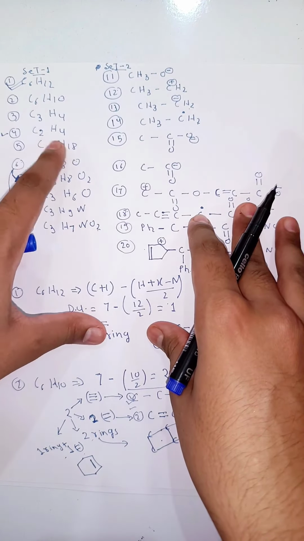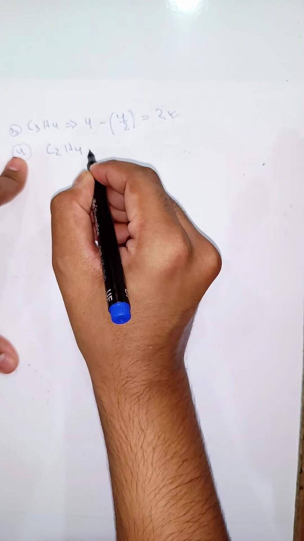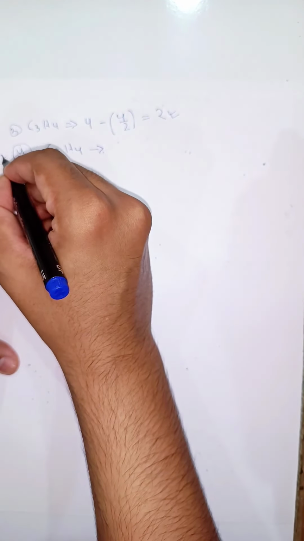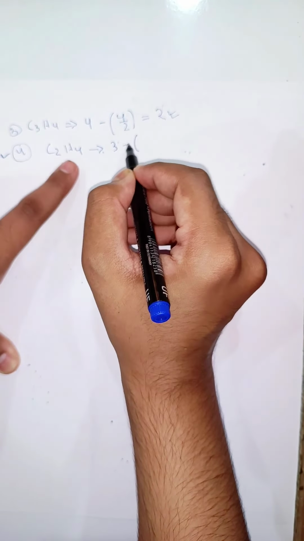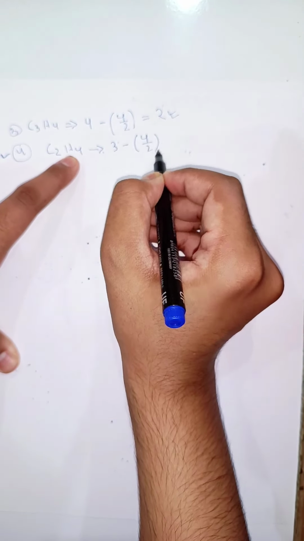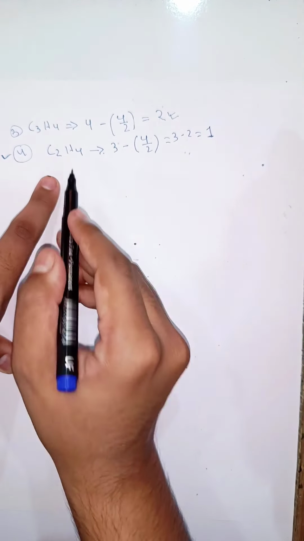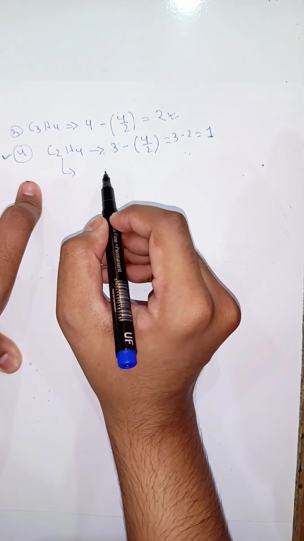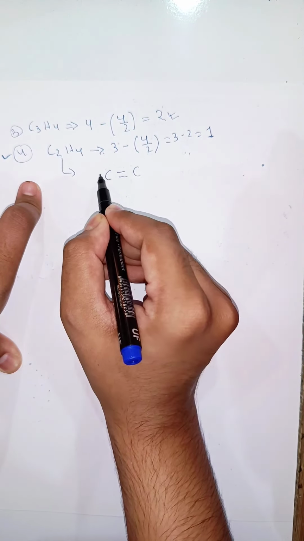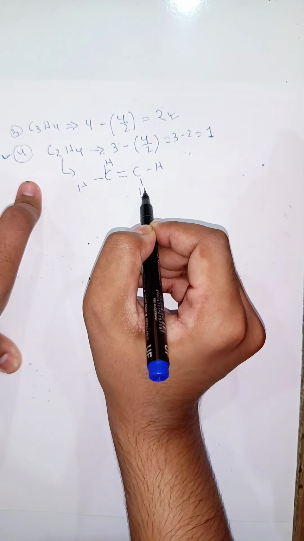Now let us take C2H4, the fourth example. C2H4, calculate its DU. This is an important one. 2 plus 1, 3, minus the number of H, which is 4, divided by 2. 3 minus 2 means a DU of 1. Okay, let us try to make its structure. I think all of you will be aware of it. C double bond C, it's actually ethene, the only structure.